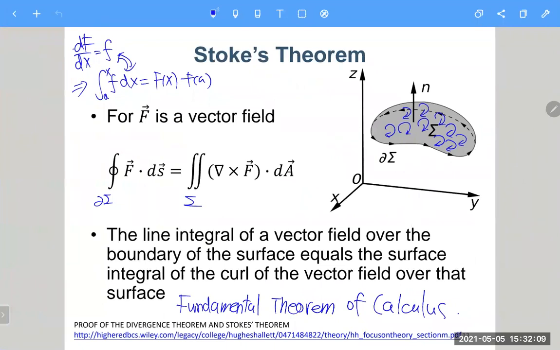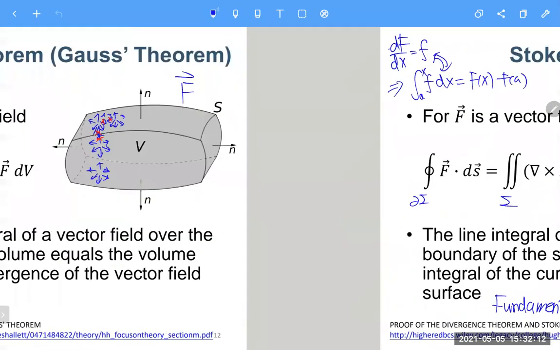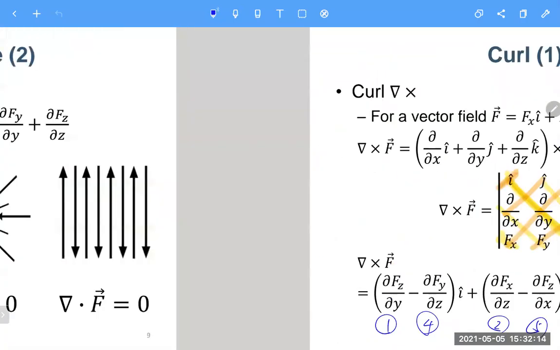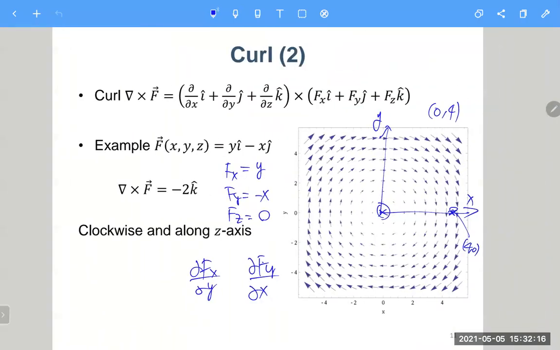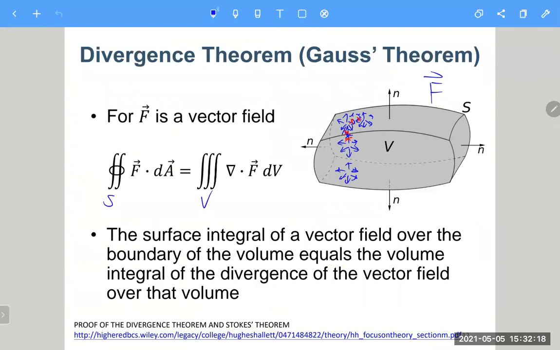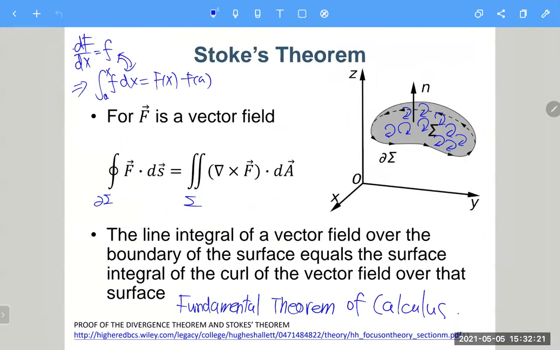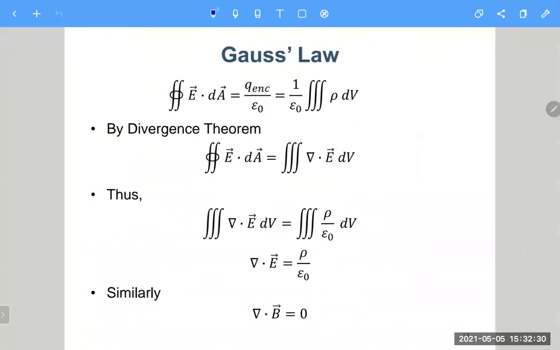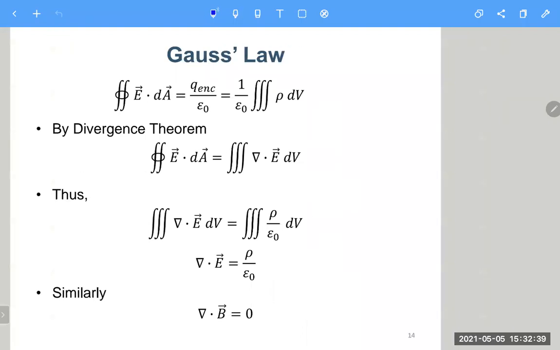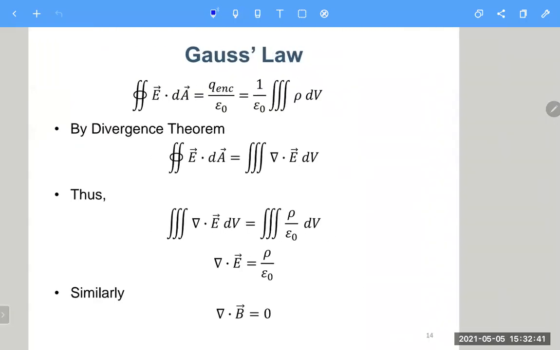Just now we already introduced some of the calculations like the divergence, the curl, and also two related theorems called the divergence theorem and the Stokes theorem. Now we can try to derive the differential form for the Maxwell equations.